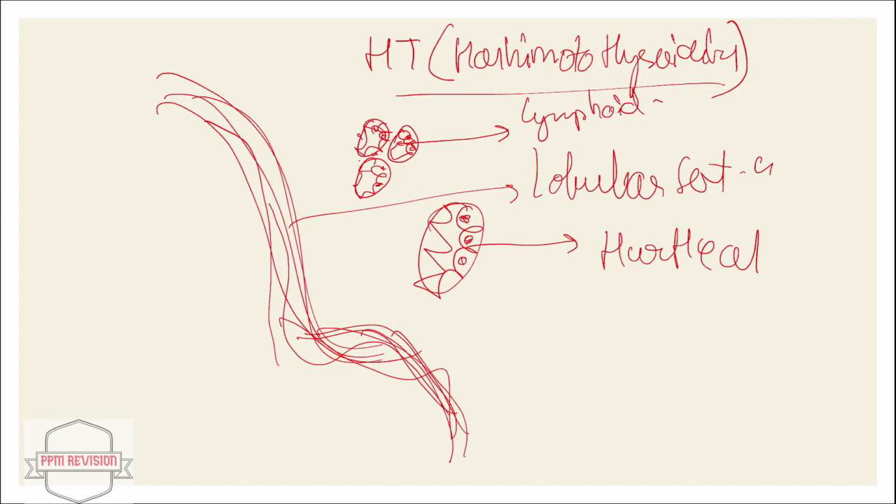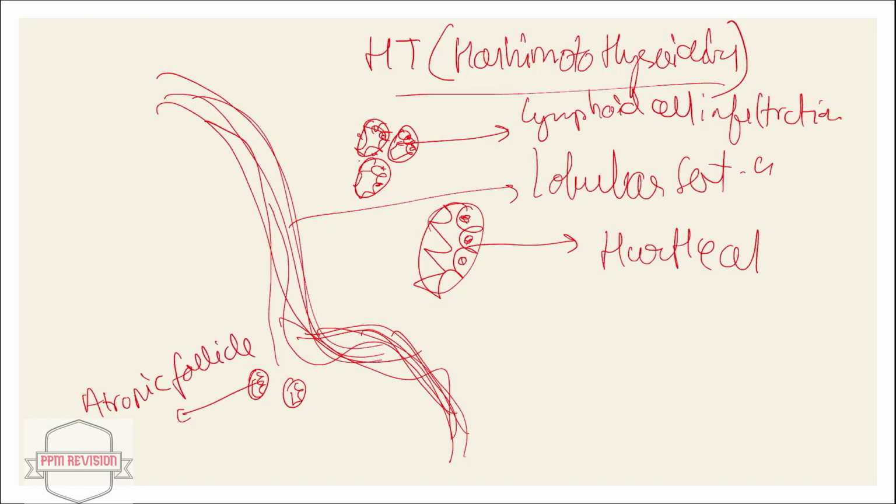What is this? This is nothing but the lymphoid cell infiltration, right? Next, we also have the atrophic follicle. Nothing but the atrophic follicle that is present. So let's just recap what we have drawn. There's also the lymphoid follicle.